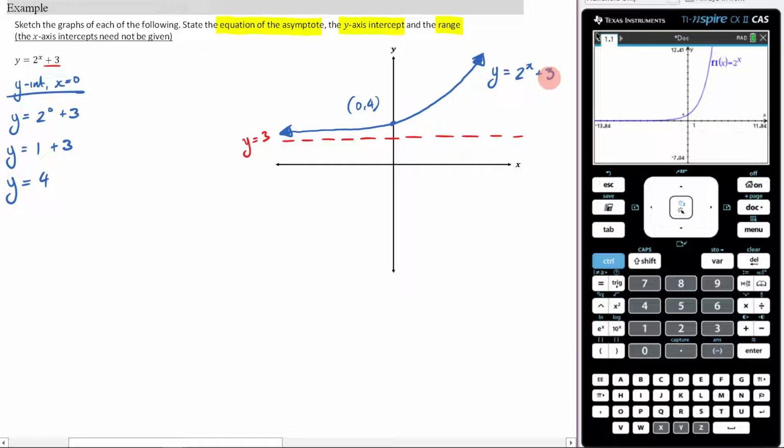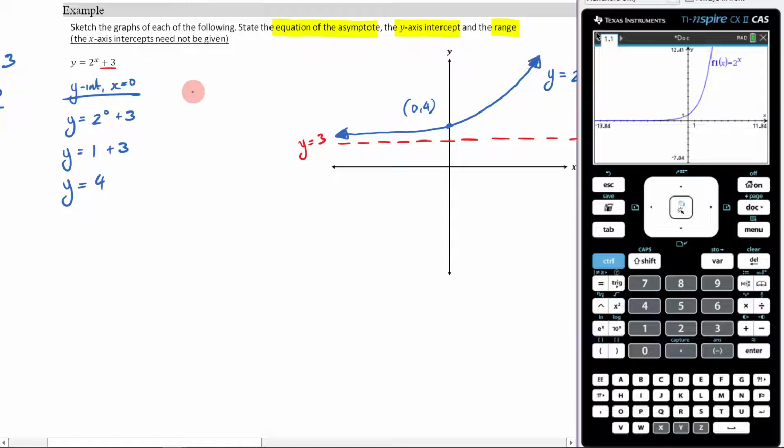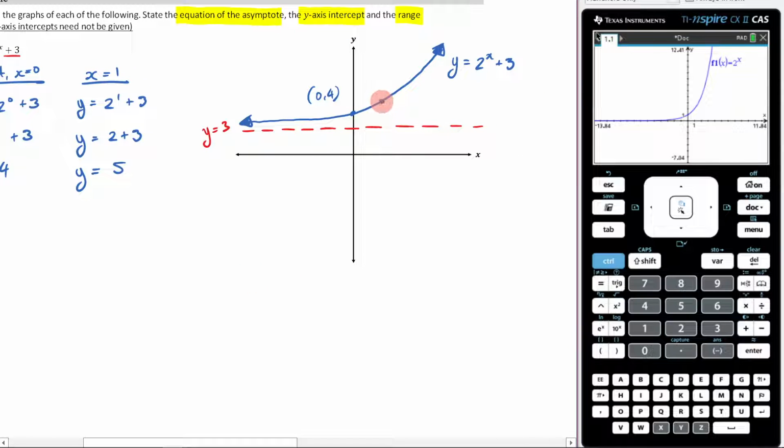So what you have to do is you have to sub in another point. So I'm going to go x is equal to 1. And when I do that, that means I'm going to be left with 2 to the 1 plus 3. Y is equal to 2 plus 3. Y is equal to 5. So that means we come here. When I put 1 in, I get 5 out.